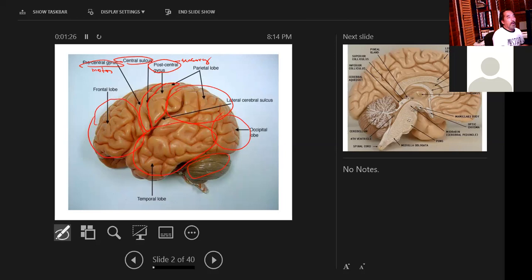And then the lateral cerebral sulcus, or what we call the lateral sulcus, this part here, is the one that separates the temporal lobe from the frontal and parietal lobes. And remember, the fissure that separates the cerebellum and the cerebrum is called the transverse fissure.